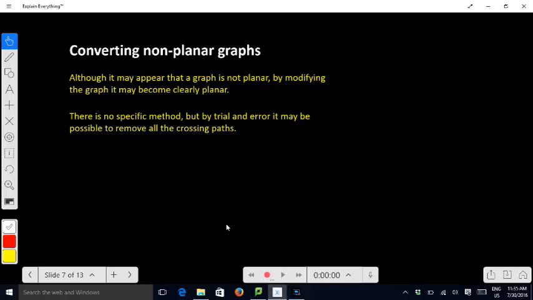I've had a look at converting non-planar graphs. As we said, although it may appear that a graph is not planar, by modifying the graph it may become clearly planar. There's no specific method to doing this, as I was showing before, a little bit of trial and error, and it's possible to remove all the crossing paths.